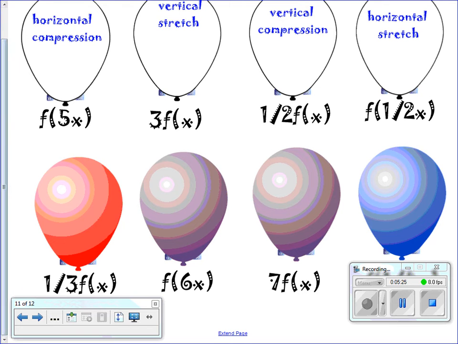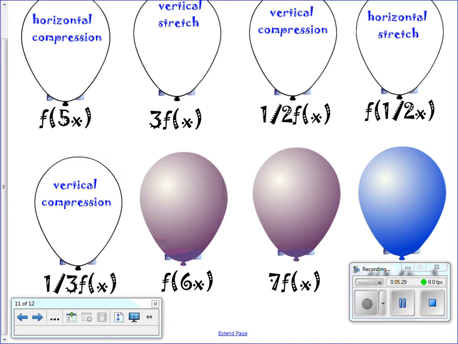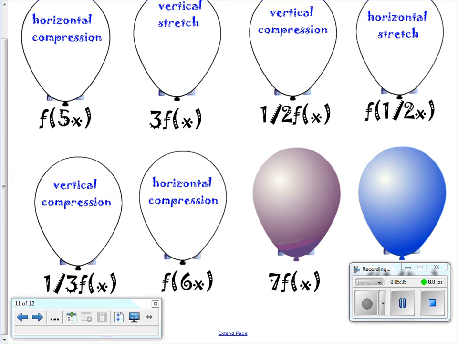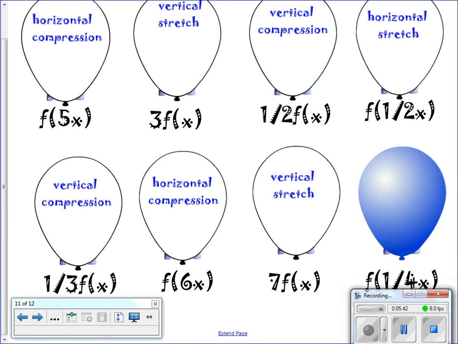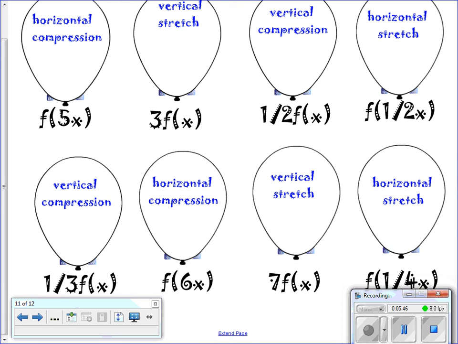1/3 f of x, 1/3 is on the outside, vertical compression. f of 6x, 6 is on the inside, horizontal compression. 7 f of x, 7 is on the outside, vertical stretch. And this last one, f of 1/4 x, inside, horizontal stretch.